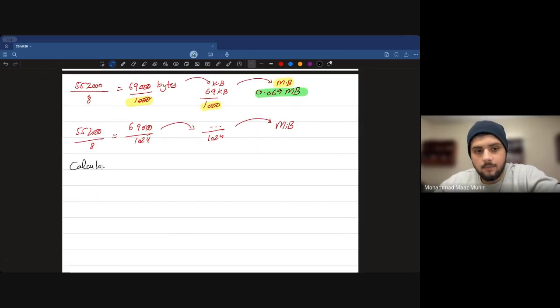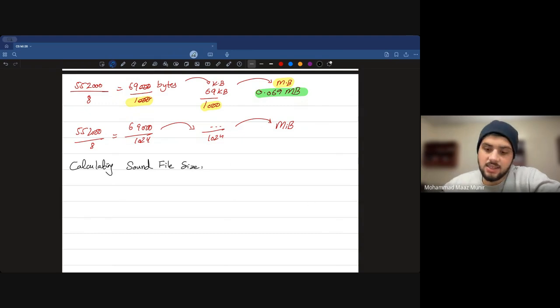Calculating sound file size. Now, I haven't seen a lot of questions on sound file size, but the formula is there in the book, and I guess it has been tested a few times. So you should be aware of the formula and should do a few questions. Inshallah, we'll look at some questions tomorrow, and we're going to do those, inshallah.